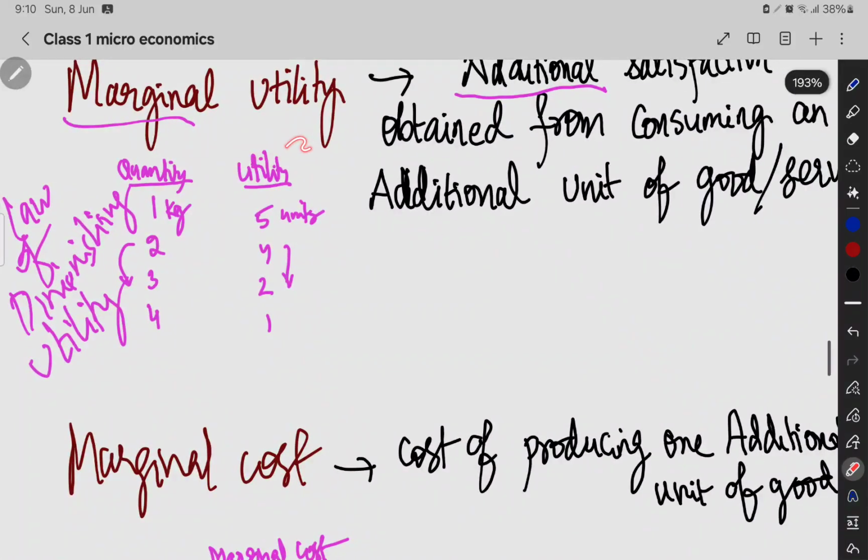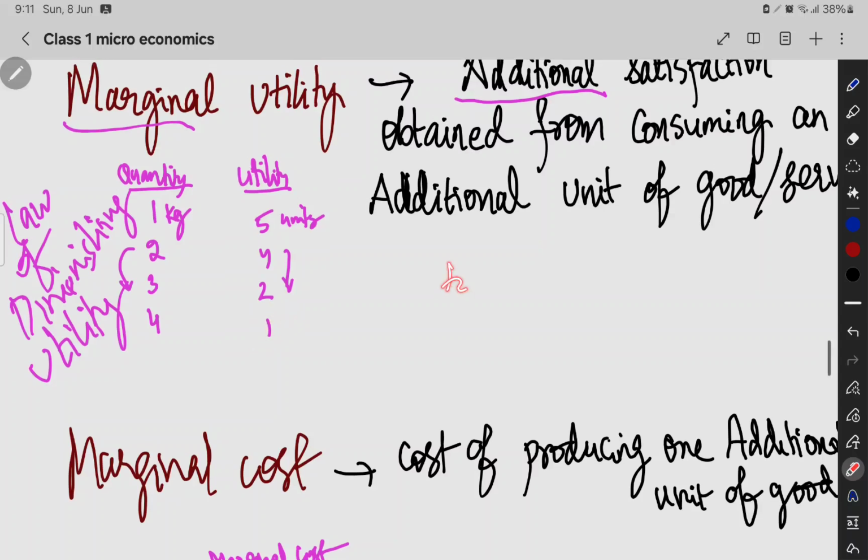For example, let me say 1 kg, 2 kg, 3 kg, 4 kg. In 1 kg I have consumed 5 units, but when it comes to 2 kgs I have consumed only 4 units, and at 3 only 2. So when I am at the 4th quantity I am consuming only 1. What does that mean? For every additional unit, my consumption limit got reduced.